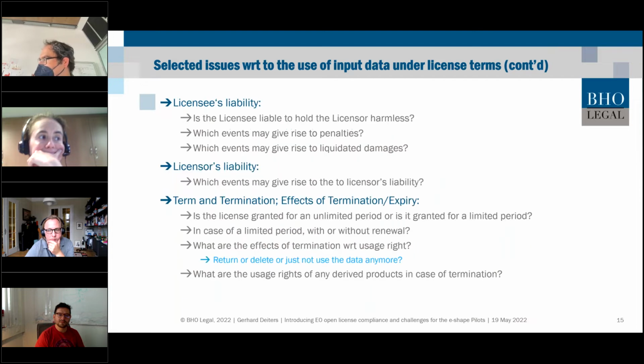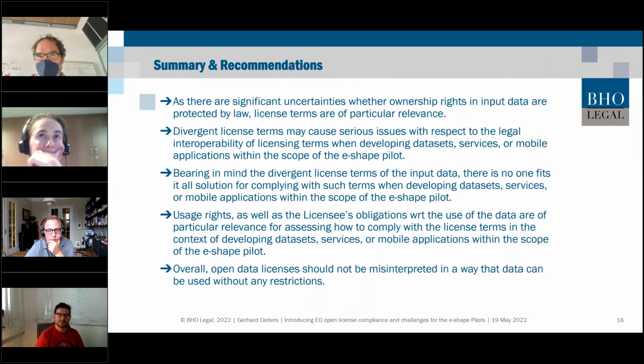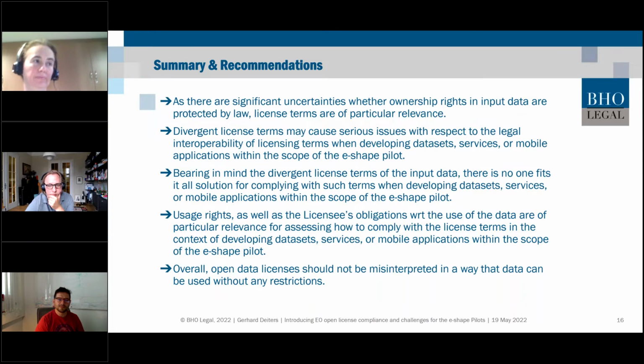So to make it short, I just want to wrap this up. First, there are significant uncertainties whether ownership rights in input data are protected by law. License terms are therefore of particular relevance. Divergent license terms may cause serious issues with respect to the legal interoperability of licensing terms when developing datasets, services, or mobile applications within the scope of the E-shape pilot, bearing in mind that with divergent license terms of the input data, there is no one-fits-all solution for complying with such terms when developing dataset services, etc.